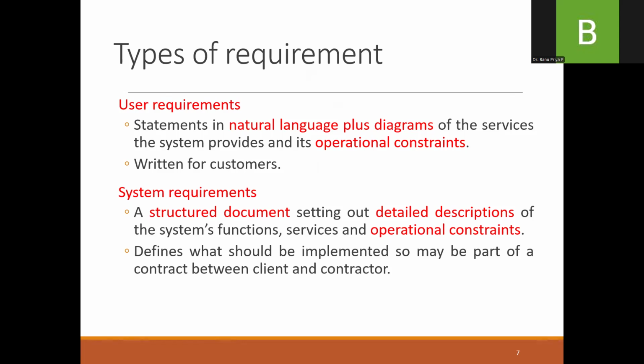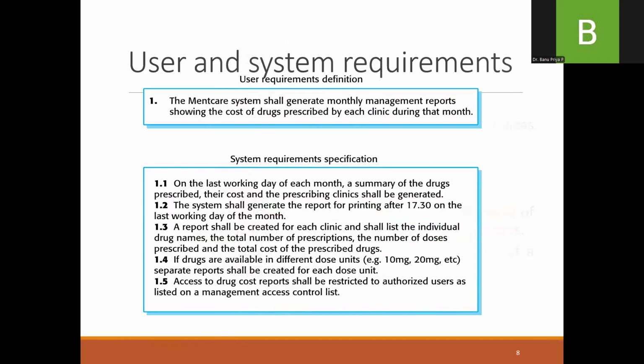It is just written for the customers. What then are system requirements? System requirements are the detailed descriptions of the system's functions, services, and operational constraints. Right. The first one is written for the customers. The next one can be a contract between the client and the contractor. So the first part shows the user requirement, whereas the second part shows the system requirement.